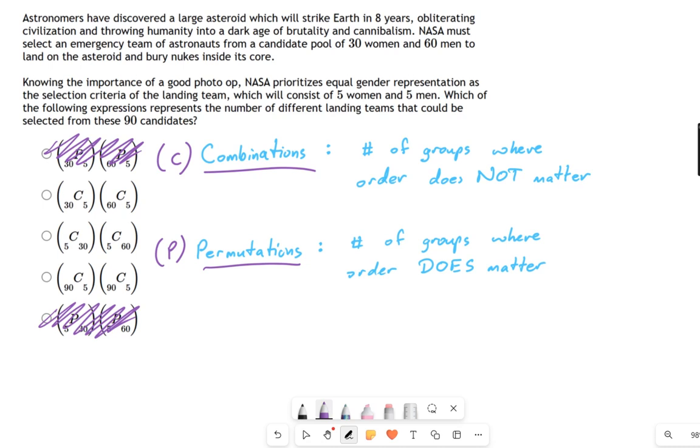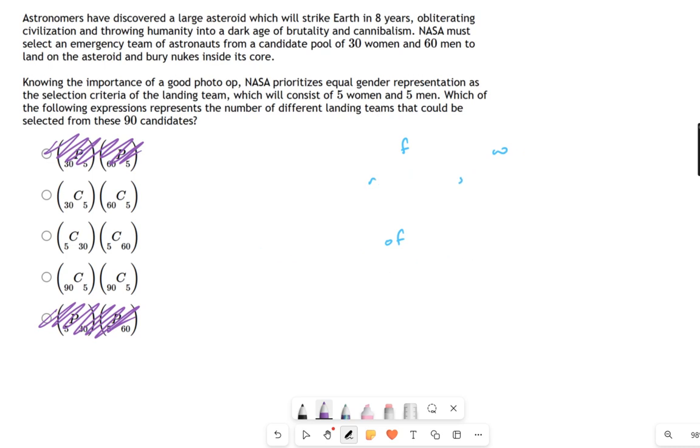Now, here's the way combinations are written. We're not going to need a calculator for this problem. There's really no math involved. But I want you to think about it this way. A combination is written this way: the total number of people that you can choose from and how many you must choose. Okay, this is how we write it.